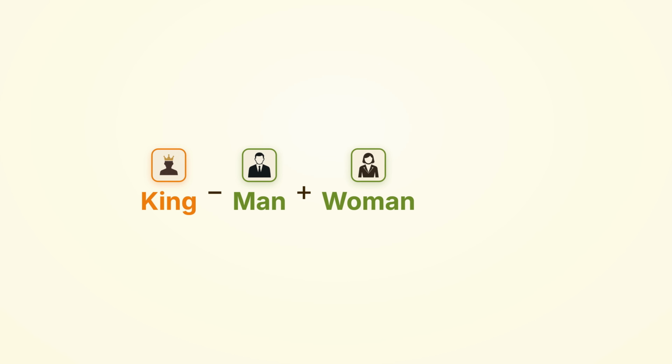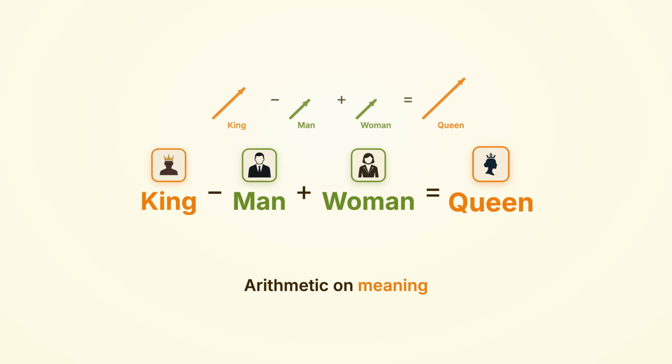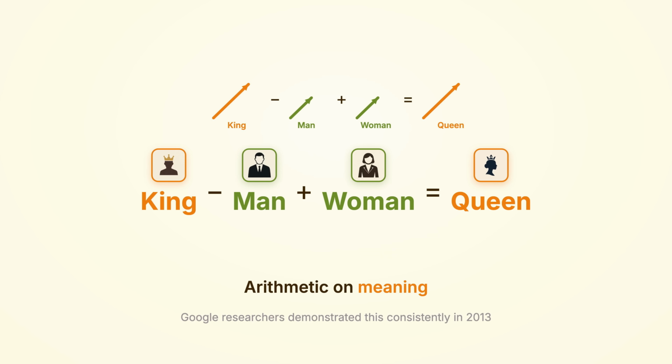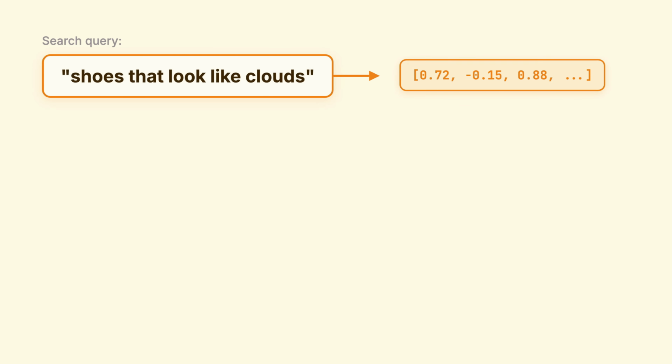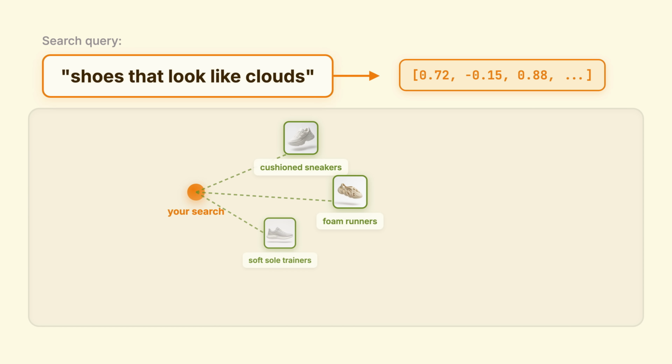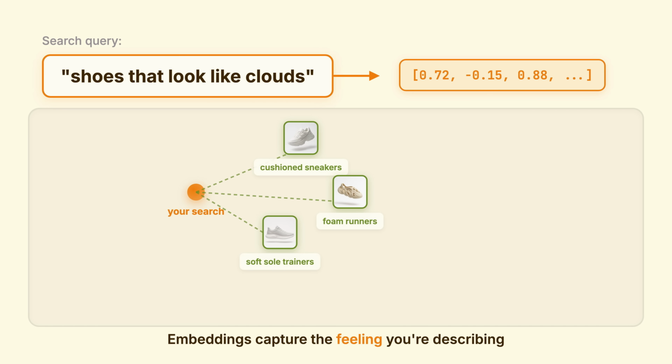King minus man plus woman equals queen. Arithmetic on meaning. When researchers at Google demonstrated this consistently in 2013, it proved embeddings capture real semantic structure, not just surface patterns. Remember our shoe search? "Shoes that look like clouds" becomes a vector that lands near cushioned sneakers, pillowy foam runners, soft-sole trainers, because the embedding captures the feeling you're describing.